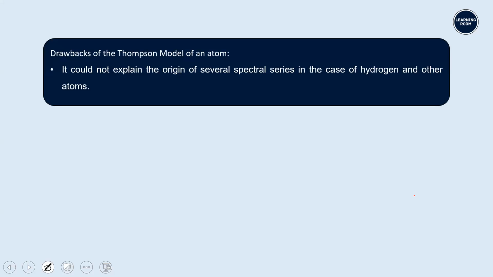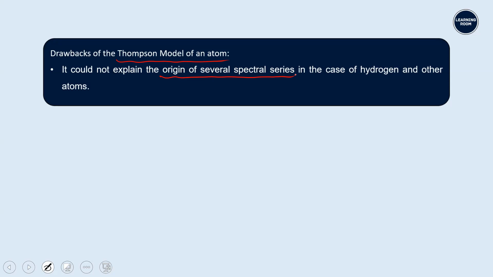Here comes an important part. In today's world, we know that there are drawbacks. But what are the drawbacks that are associated? Let's see. The drawbacks of Thomson's model of an atom. First thing, it could not explain the origin of several spectral series in the case of hydrogen and other atoms.